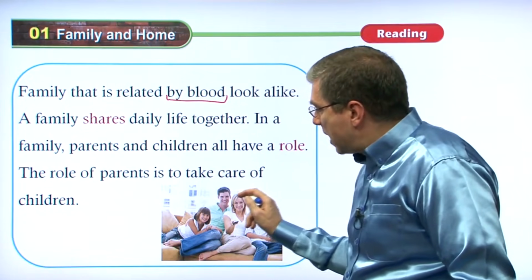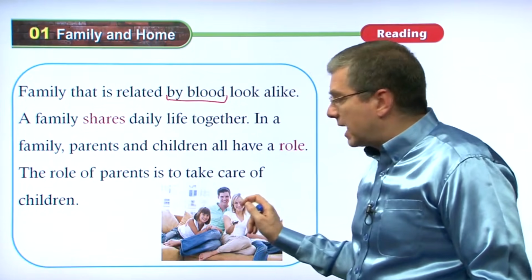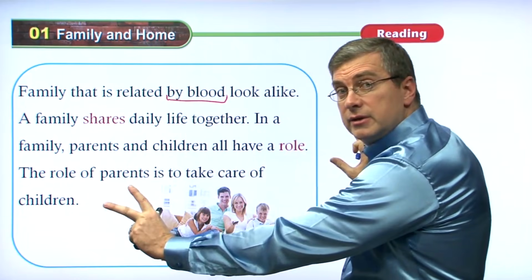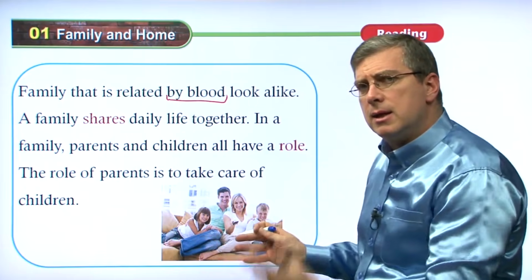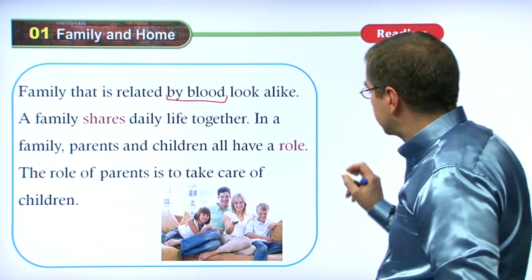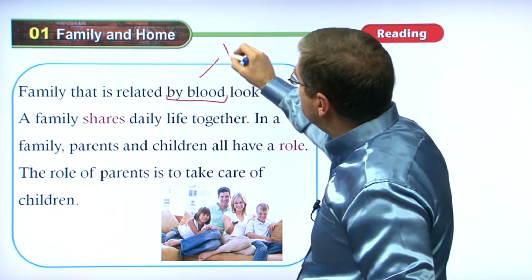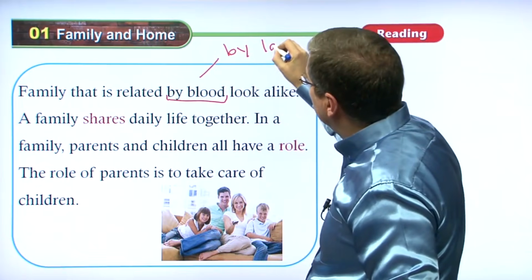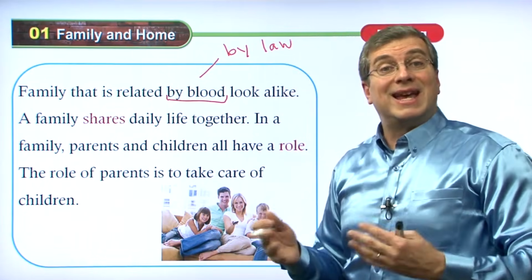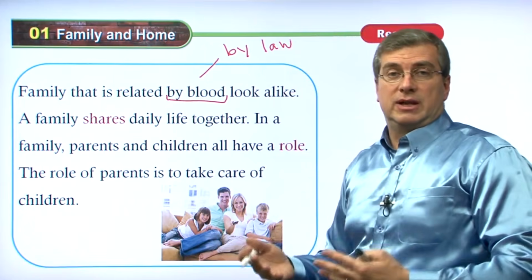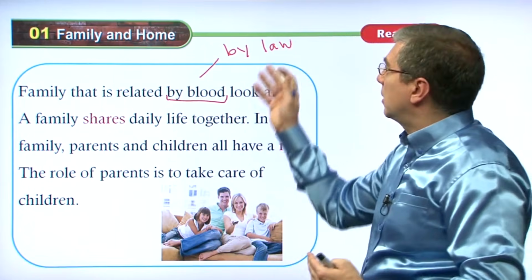But the father and the mother, they came from different families. They're not related by blood. How are they related? They're related by law. So, by blood or by law. Okay, think about that. By law means that they went and got married. A marriage certificate, or when people get married, they get married by law.